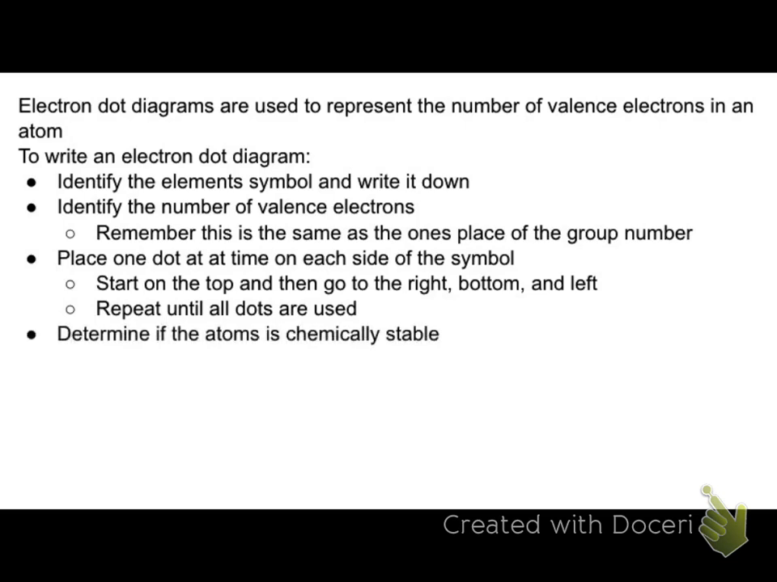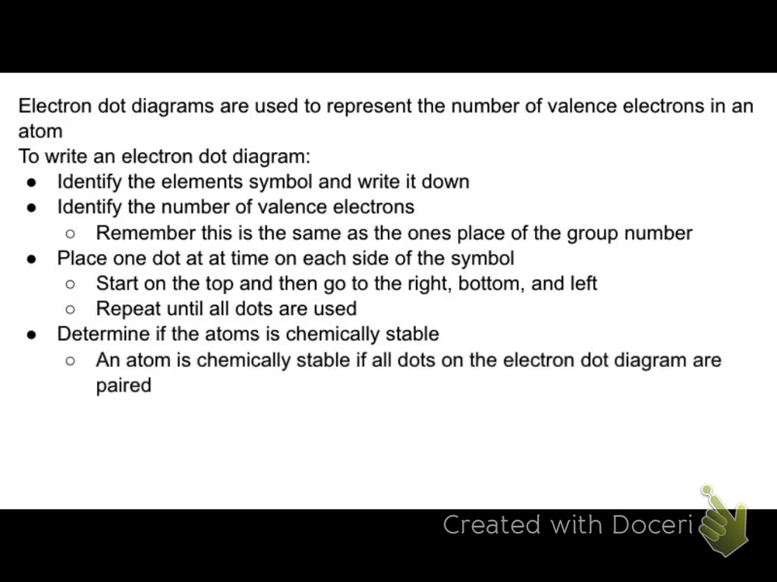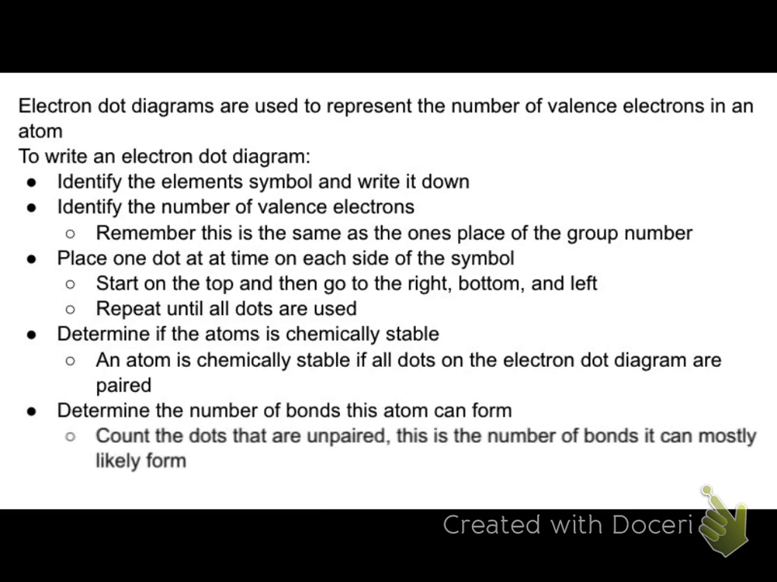And then to determine if the atom is chemically stable, you look at your dots. If all of the dots on the electron dot diagram are paired, so they have a pair with them, then your atom is stable. If they are not paired, then the number of unpaired dots will tell you how many bonds that atom can form. And specifically, it'll tell you how many bonds that atom needs to form in order to become stable.